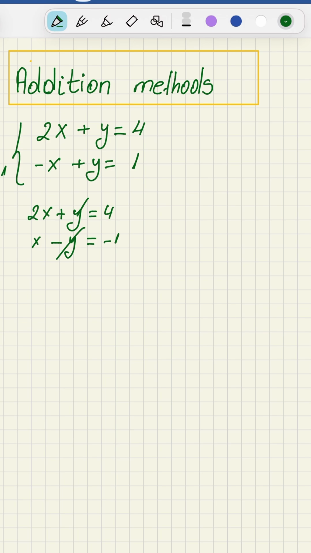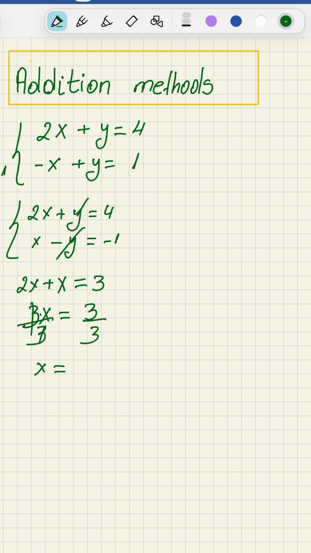We cancel out the y values and we have 2x plus x equal to 3. We add them together and we have 3x equal to 3. Since we have the multiplication in front of x, we divide both sides by 3. They cancel out and x is just 1. This is the x value.